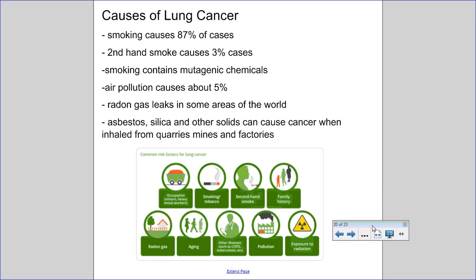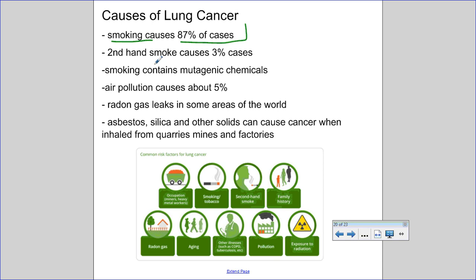And so now, given the importance of the lungs in terms of getting oxygen into the body and removing CO2, there are problems that can occur with the lungs, one of the most common being lung cancer. The most common cause of lung cancer is smoking. It's responsible for 87% of the cases of lung cancer. Secondhand smoke causes about 3% of those cases.